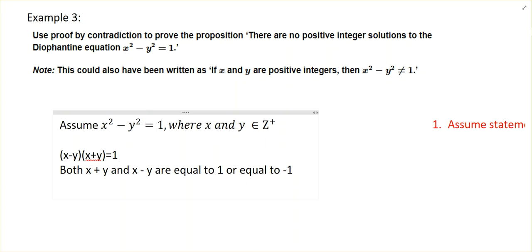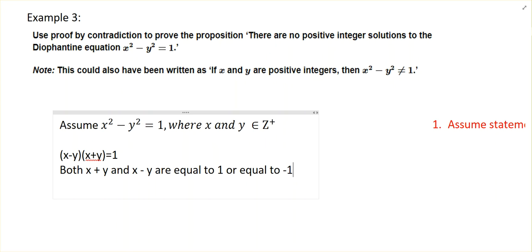So what do you think the next line is? X is 1, y is 0. No, x and y are 0. X is 1, y is 0. Yeah, but y has to be a positive integer. Y has to be a positive integer. 0 is not a positive integer. So that means it's false, which means it must be.